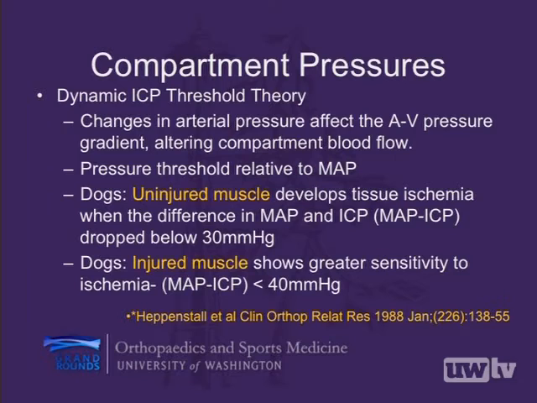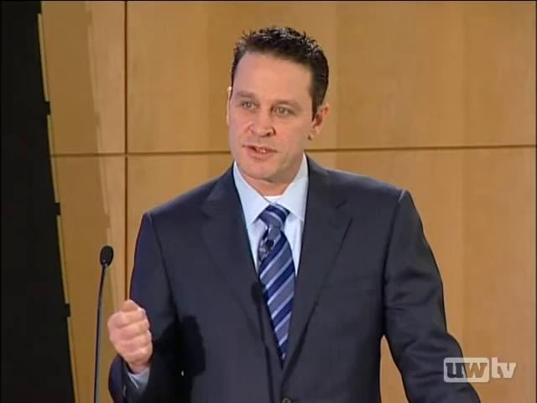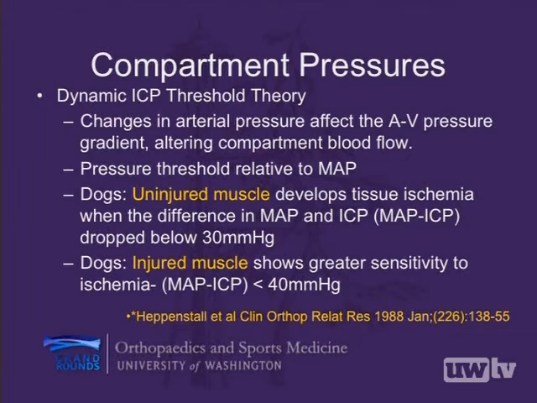Let's move on to the dynamic intracompartmental pressure threshold theory. This describes changes in arterial pressure that affect the AV pressure gradient, altering compartmental blood flow. And this relates to the patient's actual blood pressure: the pressure threshold relative to either the mean arterial pressure or the diastolic blood pressure. Again, in a study in dogs, uninjured muscle develops tissue ischemia and necrosis when the difference between the mean arterial pressure and the intracompartmental pressure dropped below 30 millimeters mercury.